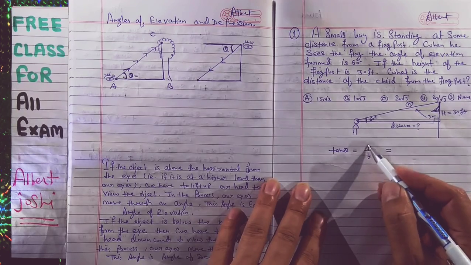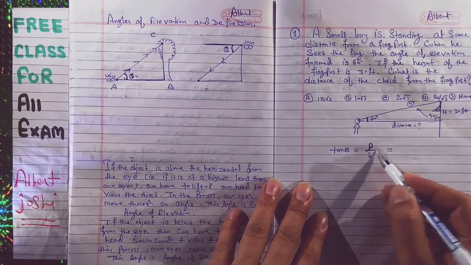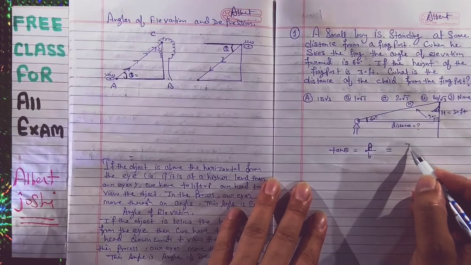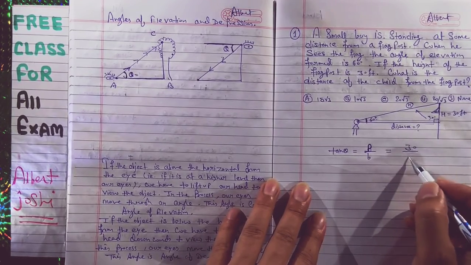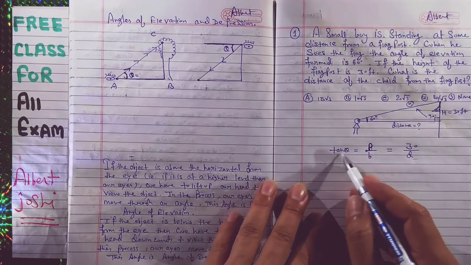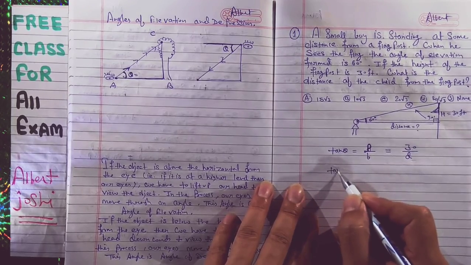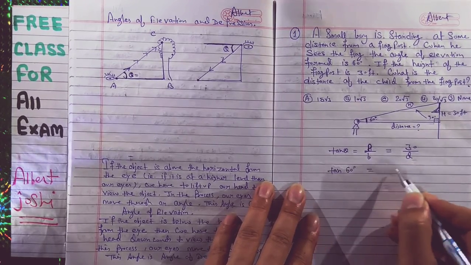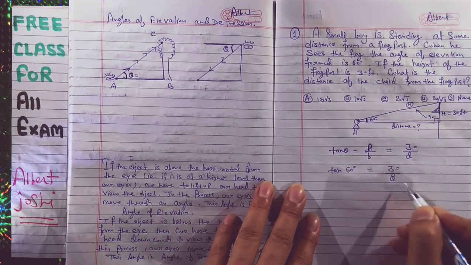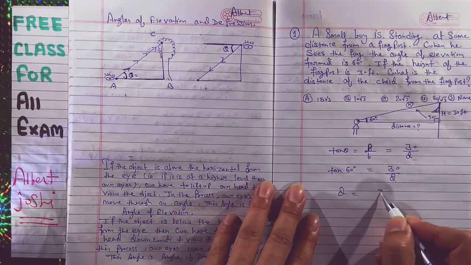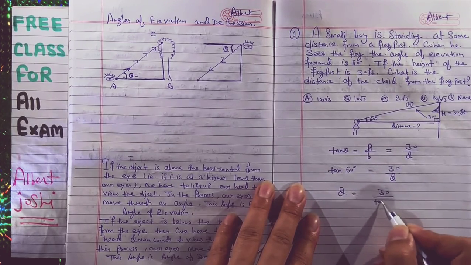Or you can say perpendicular upon base. So your perpendicular is 30 and your base is the distance. We have to find tan theta. So tan 60 degrees is equal to 30 upon d. So your d is equal to 30 upon tan 60.